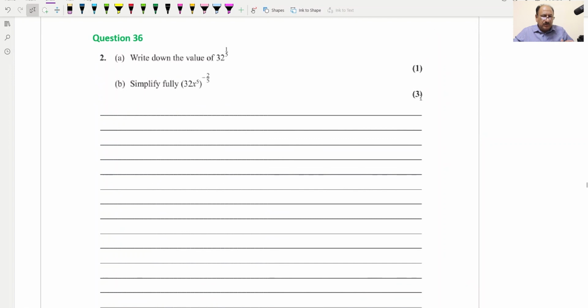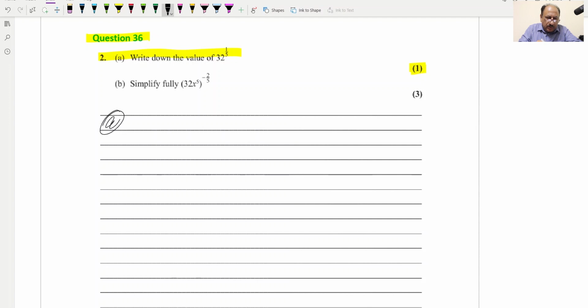Now question number 36 of this topic wise file, and question number 2 of the past paper: write down the value of 32 raised to the power 1 by 5. This is only a 1 mark part, simple.